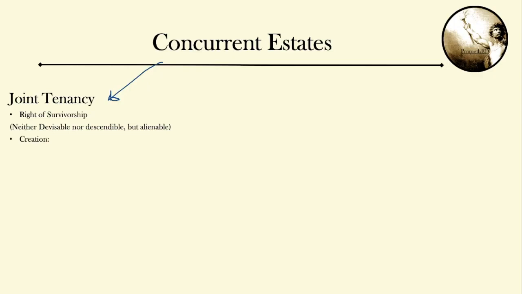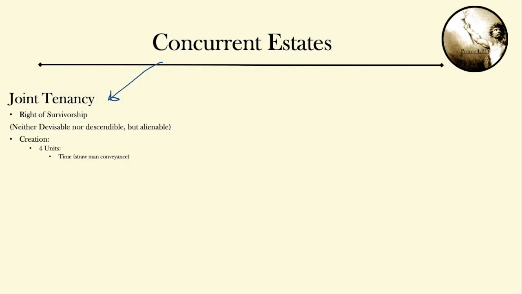Let's discuss the creation of the joint tenancy. The joint tenancy is created by the so-called four unities. So the four unities are required for the creation of the joint tenancy. The first unity is time. Time means that the interest of each tenant has to vest at the same time. Because the interest has to vest at the same time, when one person already has ownership of a certain property, a joint tenancy cannot be created by that person.